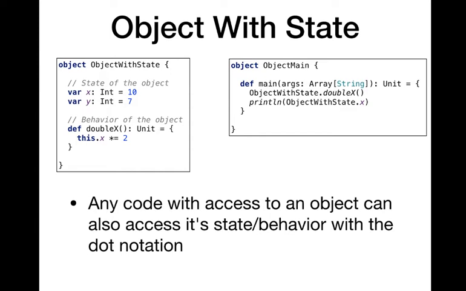And when we access this code, any piece of code with access to this object can access its state and behavior using this dot operator or dot notation or an access notation. Whatever you want to call it, it's this little dot here that is going to take an object or a reference to an object and access some of its state or behavior. So here I'm accessing its doubleX method.